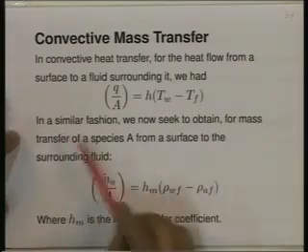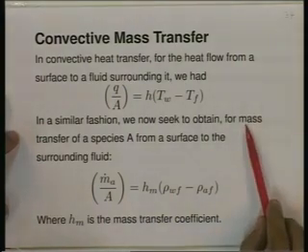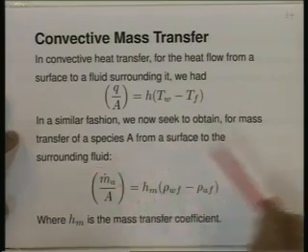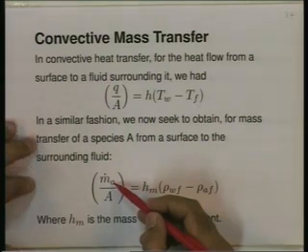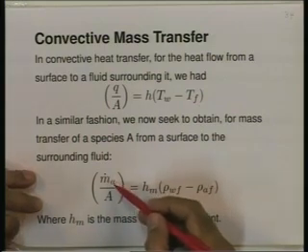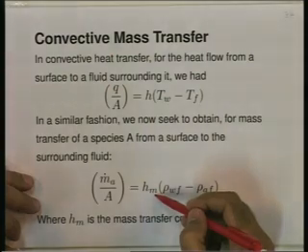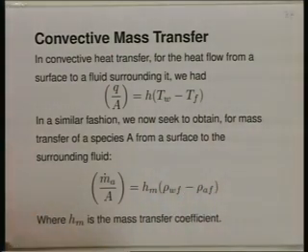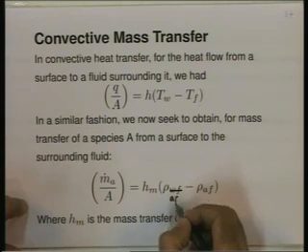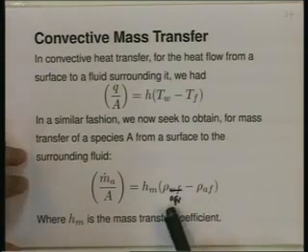In a similar fashion, in convective mass transfer, we assume that some species A is transported from a surface to the surrounding fluid, and we are interested in representing the mass flux, kg per second of species A per unit area of the surface, in terms of something similar to the heat transfer coefficient, called the mass transfer coefficient, multiplied by the density difference between the wall and the fluid of the partial density of component A.